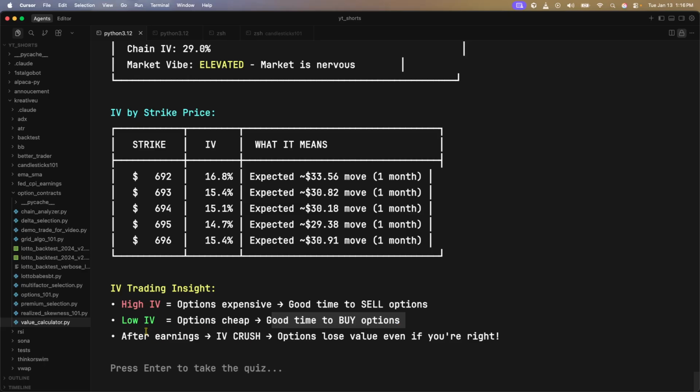Buy options. After earnings, one thing I want you to understand, if you don't remember anything else, remember this. But I think you would. I think we did a great job. But nevertheless, let's keep going. After earnings, there's something called IV crush. Options lose value even if you're right. Because what is earnings? Earnings is when the underlying company lets us know how it performed for the particular quarter, the particular month, the last 6 months, whatever time frame they're reporting earnings for.